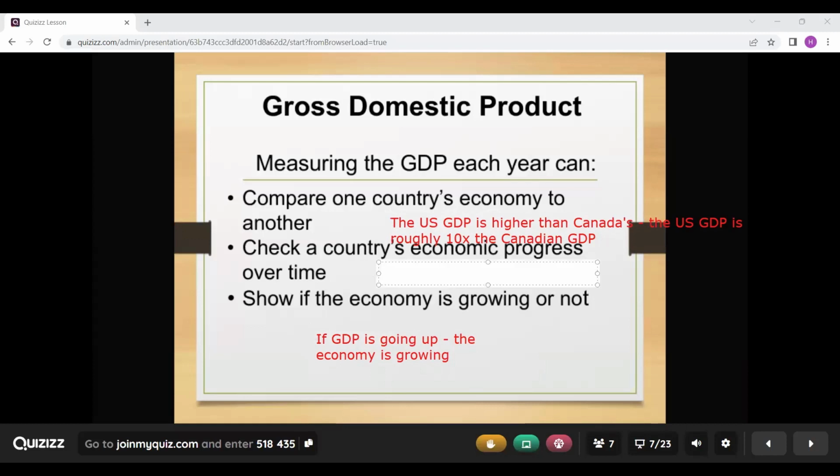So the Canadian economy usually grows at 2% per year. That's usually the growth rate that we see.